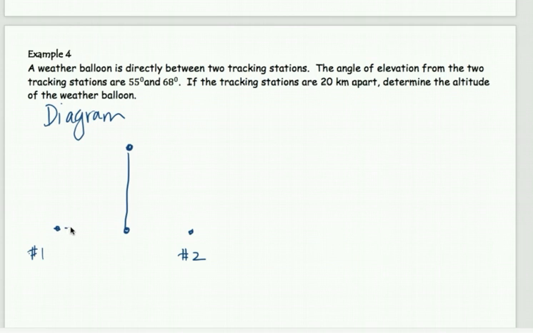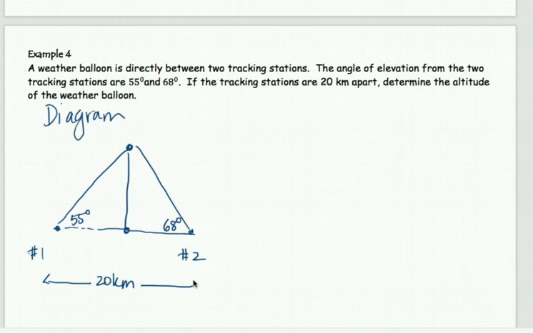Remember, angle of elevation is all about starting at the horizontal like this and then looking up at something. So if we're looking up like that, one of the stations is 55 degrees, the other station is 68 degrees. It's between the 2 stations, and we know the stations are 20 kilometers apart. That's all we know. It's directly between them. We're looking up 55, 68, and 20 kilometers apart.